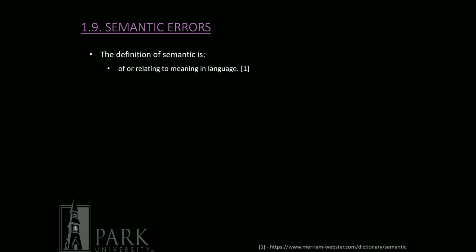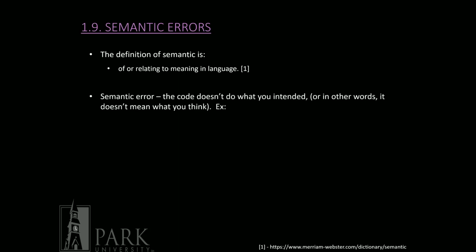ways. In addition to syntax errors and runtime errors, we also have semantic errors. Semantic errors means it's relating to the meaning of the language. Basically, this is you told the interpreter to do something that you didn't intend it to do, right? So what's an example of that?